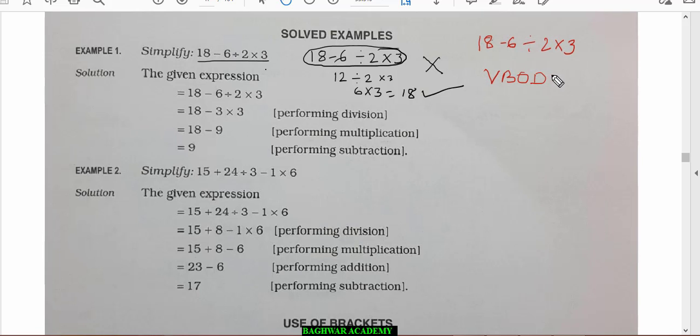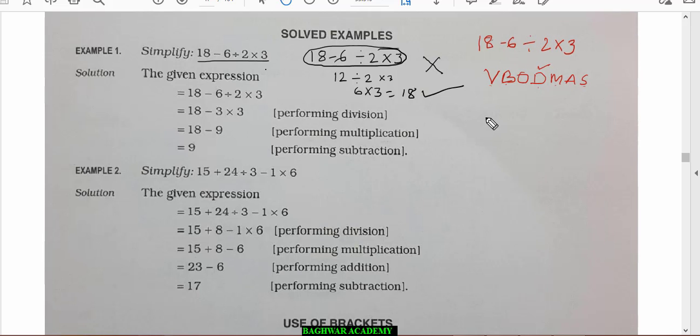BODMAS rule. So what is it? Here B stands for bracket, and V stands for vinculum, that is bar. Later I will explain each and every thing. B for bracket, O for of, D for division, M for multiplication, A for addition, and S for subtraction. So here you see we don't have a bar. First we have division, so we will start with division first.